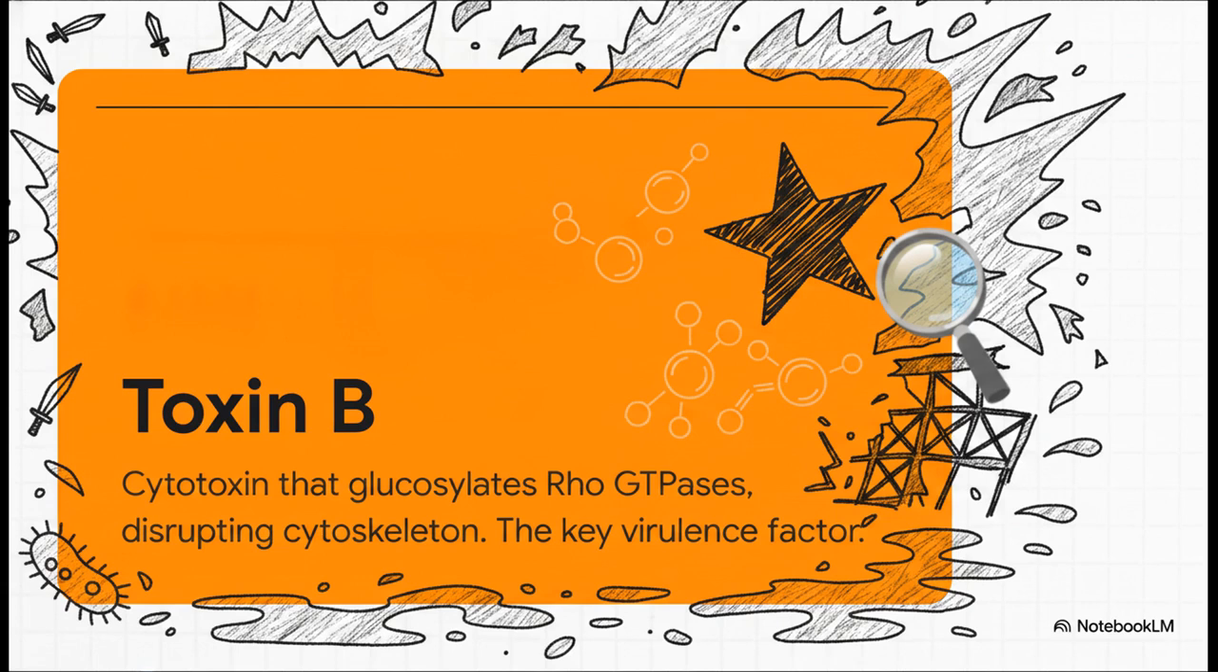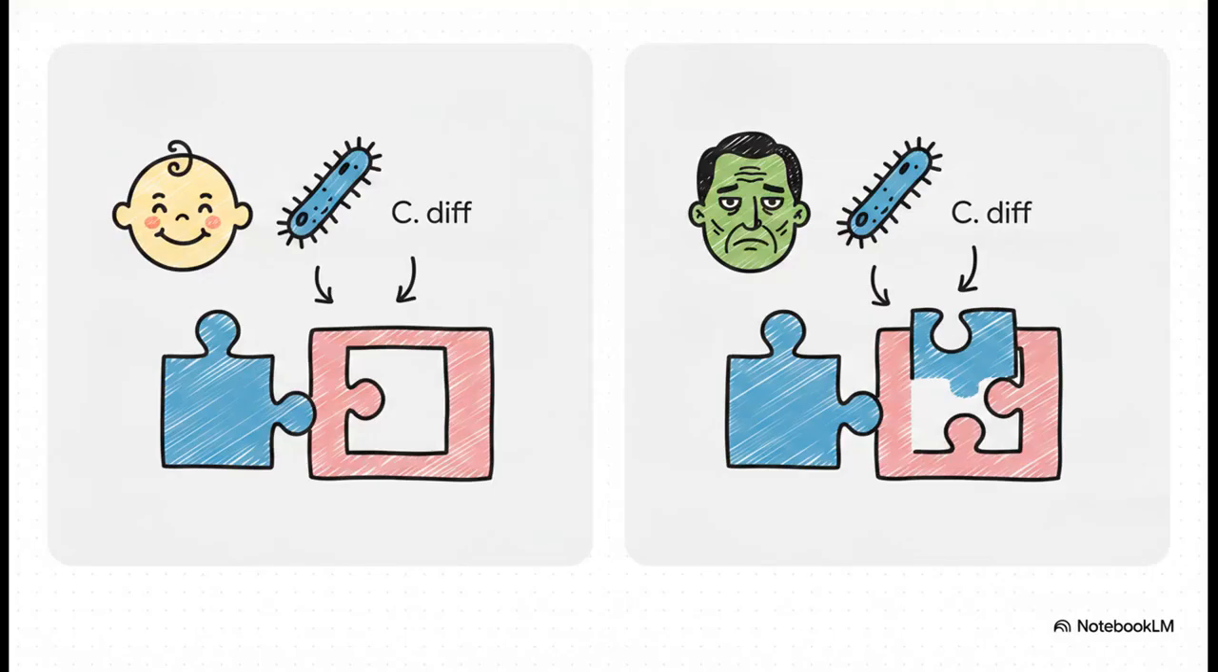Here is your high-yield takeaway. Toxin B is the essential virulence factor. Strains missing Toxin A can still cause disease. But strains missing Toxin B, no way. They do not.